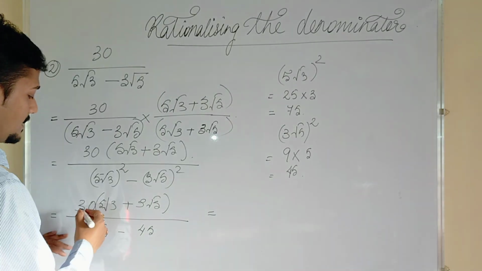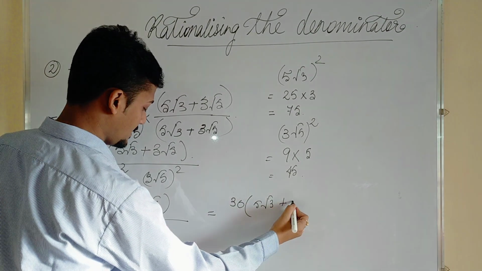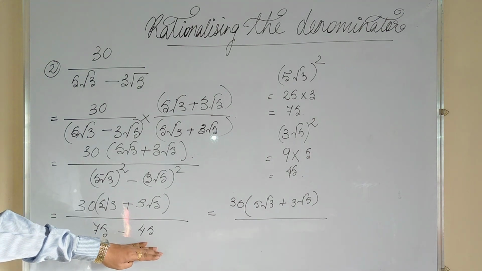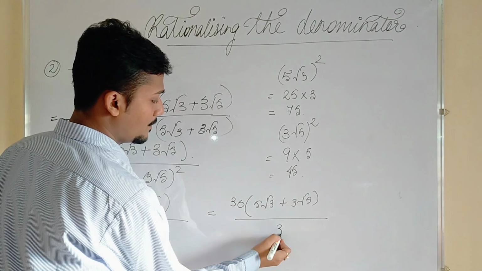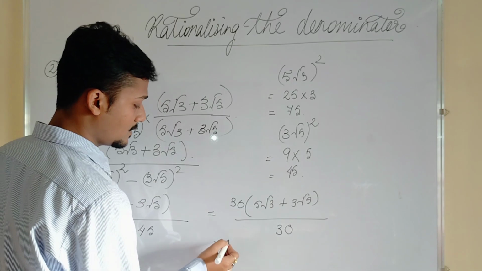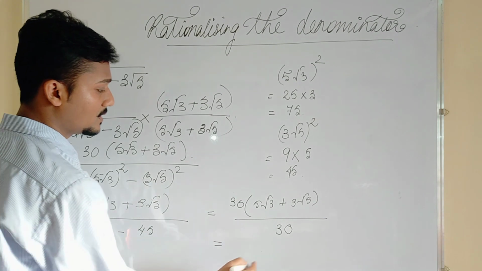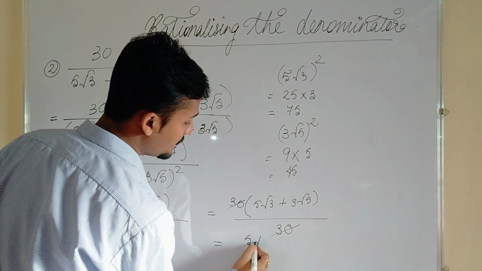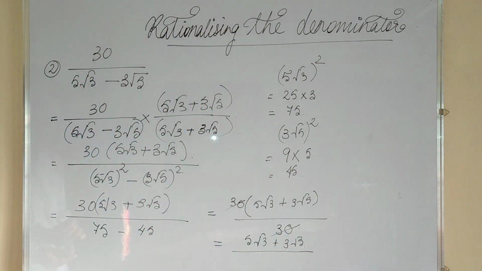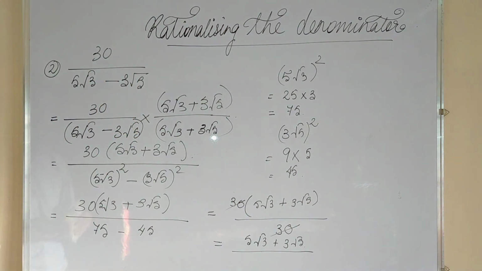Next, 30 into 5 root 3 plus 3 root 5 by 75 minus 45. How much is that? 30, isn't it? But I suggest you should calculate it manually, then it is far better, because there should not be any mistake. So it is better that you calculate in the rough corner. 30 and 30 will cancel. So the answer will be 5 root 3 plus 3 root 5. Is that clear? Again we will see another question.